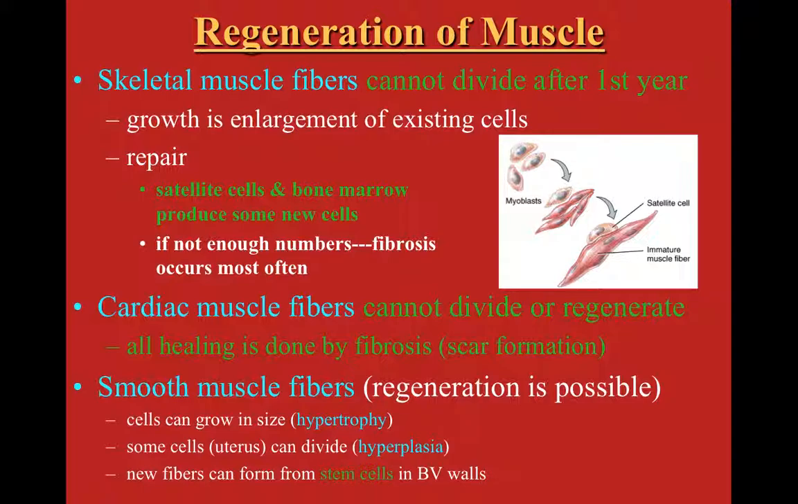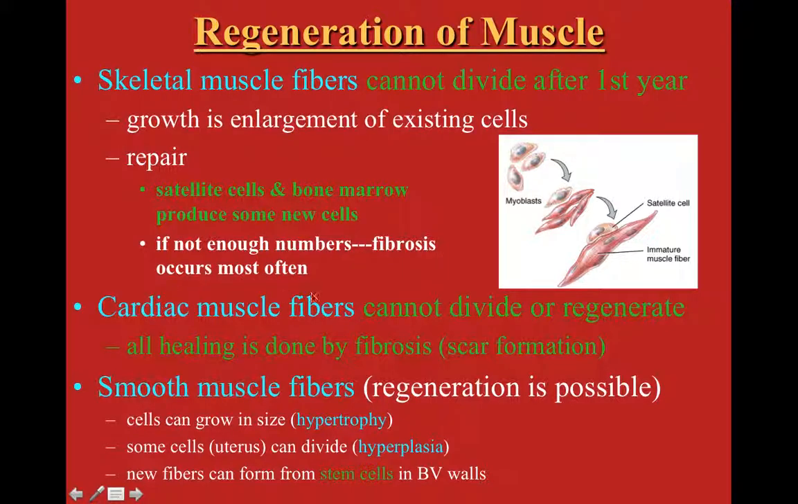Skeletal muscle in regeneration, as we discussed a long time ago when we first looked at skeletal muscle: fibers do not go through mitosis after the first year, so they cannot divide after the first year. What happens is there's an enlarged growth of the existing cells. And for repair, if there's tissue damage, satellite cells and bone marrow produce some new cells and just kind of patch them together. And if there's not enough numbers of cells, fibrosis will occur. Okay, fibrosis is like an extension of that connective tissue, and it's going to be scar tissue on your skeletal muscle.